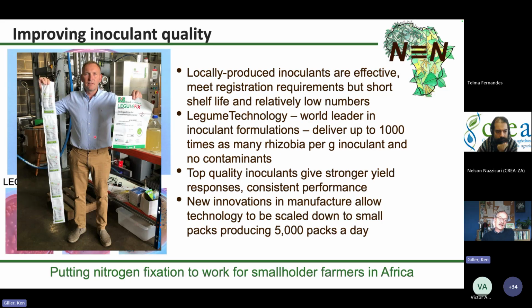And Bruce Knight here at Legume Technology has a grant now where he has a new machine which should be able to produce up to 5,000 packs a day, with the hope that these machines will then be deployed to African countries in future. And these packets, of course, are very suitable for smallholders, these small packs, compared to the big packs which are used on larger commercial farms.